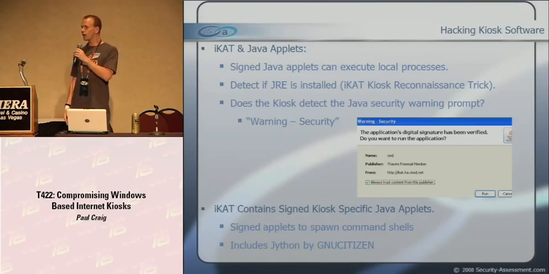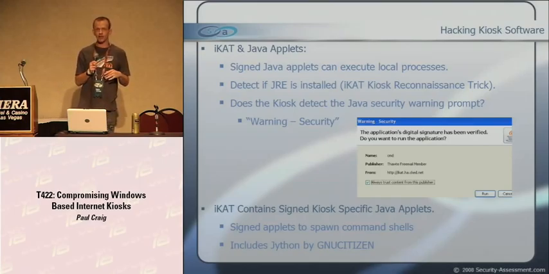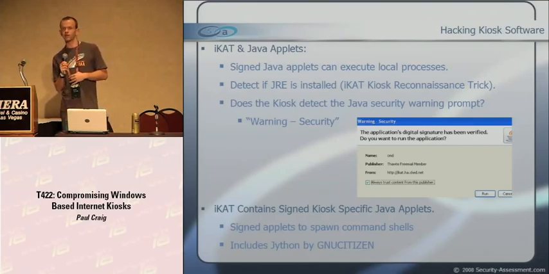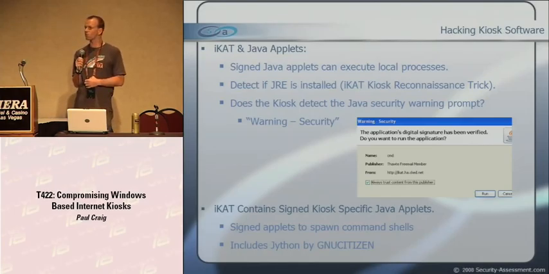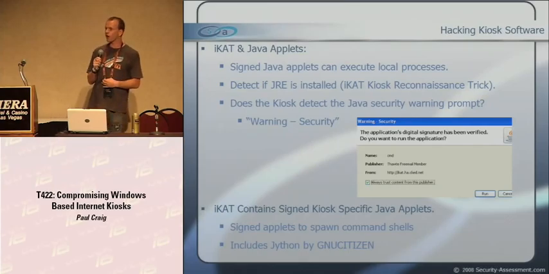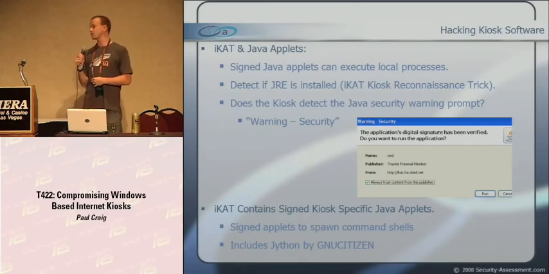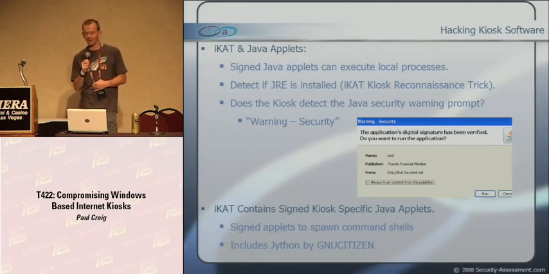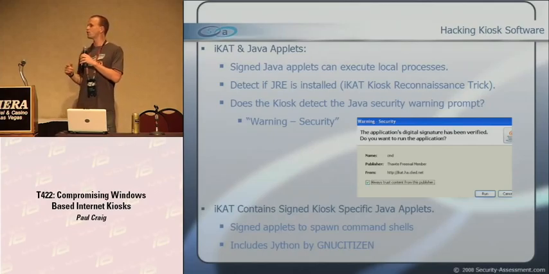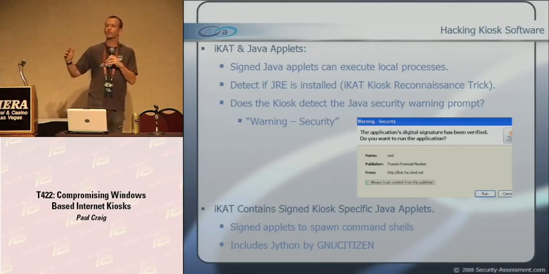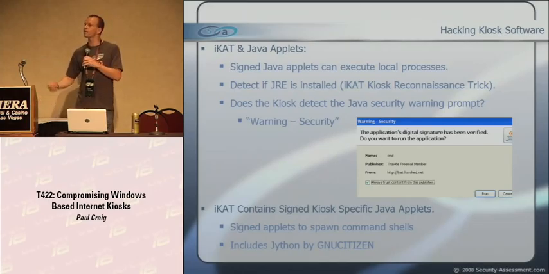So again, you win. One of the things I included in here was Jython by PDP from GNU Citizen. I don't know if PDP's in the house. PDP in the house? Nope. All right. So Jython is essentially Java inside an applet, which is pretty powerful. No, sorry. Jython is Python inside an applet. So you can invoke Jython from iCat and get a full Python terminal inside Java inside the kiosk. You can then use Python to just start executing whatever Python code you want to start running and further own the kiosk from within Java, which is pretty handy.